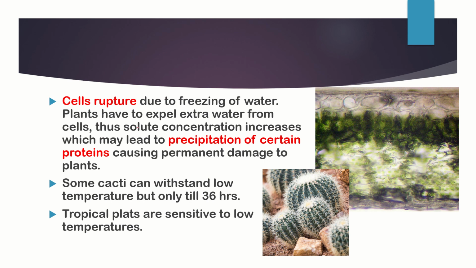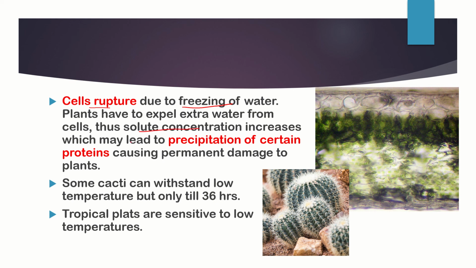Now, because of the low temperature, the water is going to freeze, and since cells contain a lot of water, ultimately, because ice expands and has more volume as compared to the liquid water, the cells are going to rupture. Now, in order to avoid that, what should the plant do? They should expel extra water from their cells so that they don't rupture. So for that purpose, they increase the solute concentration.